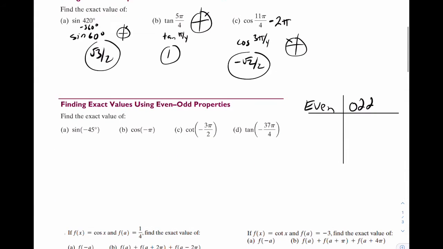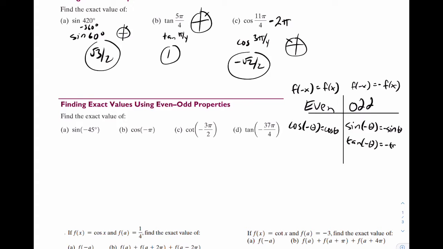The next is using even-odd properties. So in Algebra 2, you should have talked about even and odd functions. To refresh your memory, an even function is essentially y-axis symmetry, but in trig we use the algebraic definition more. It's f of negative x is equal to f of x. And for odd, we say f of negative x is equal to negative f of x. And the trig functions actually fall in line with this. We say cosine is an even function, and sine is an odd function, and tangent is also an odd function.